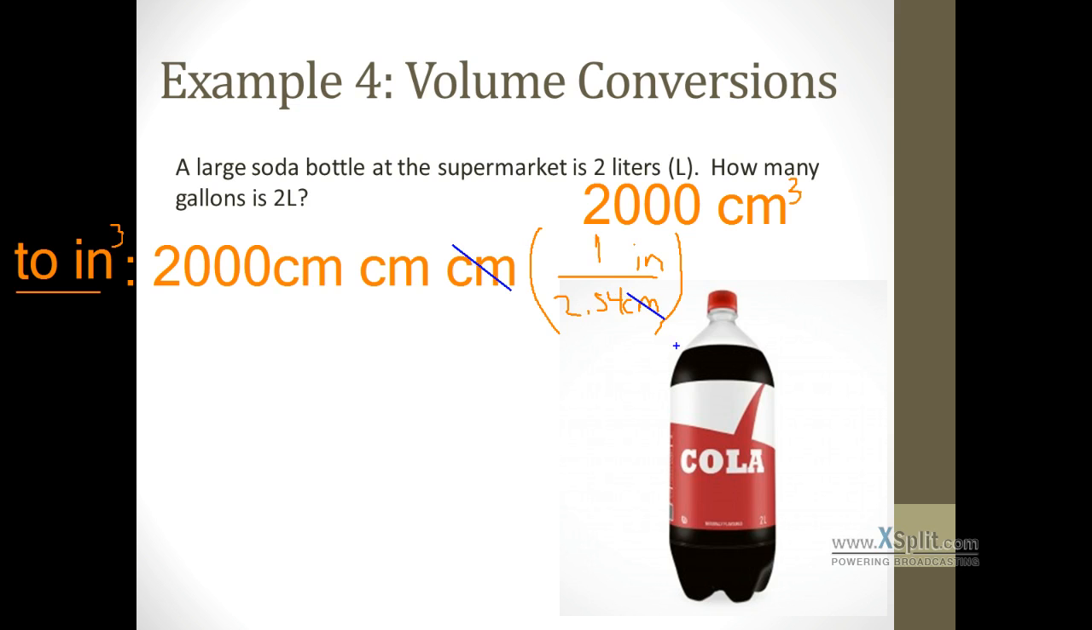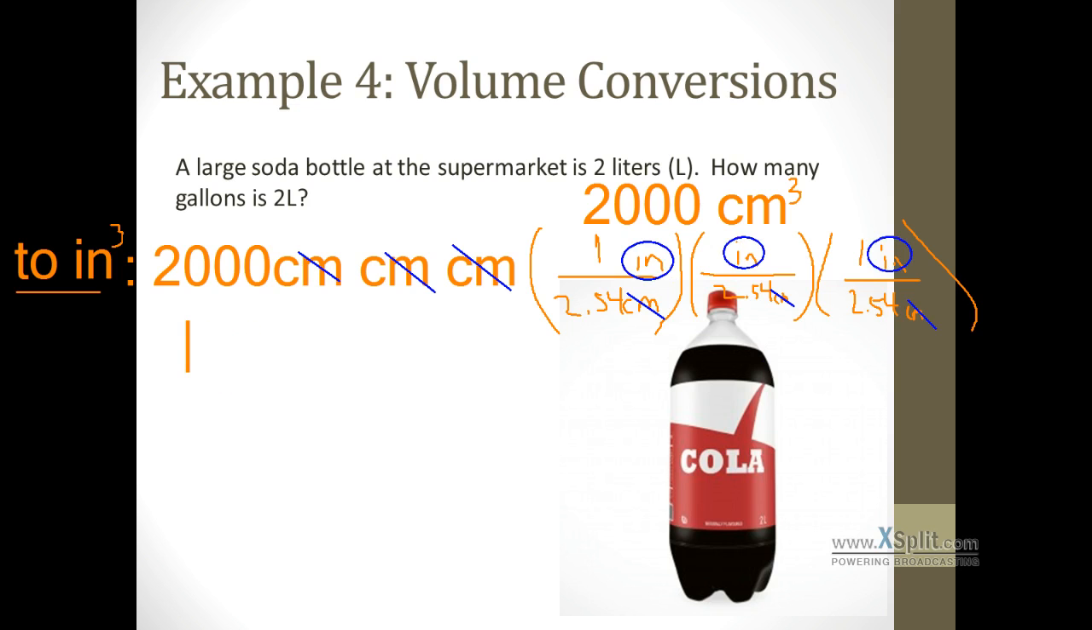This would leave us with some number of centimeter inches, which is not what we're interested in. We're interested in inches, or inches cubed. So we need to do this twice more. We have inches on top, 2.54 centimeters on the bottom. And we'll do that once more: 1 inch on top, 2.54 centimeters on the bottom. That's going to cancel centimeters and centimeters, centimeters and centimeters, and we're left with inches, which is exactly what we want.